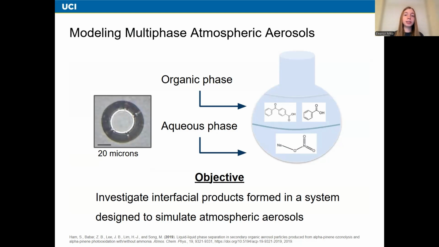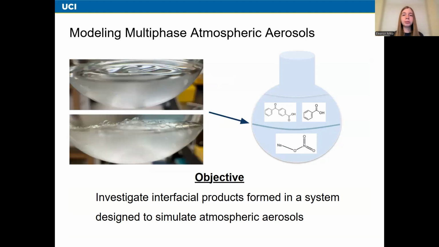Like oil and water, these phases do not mix, limiting the possibilities for components in either to ever interact with one another. However, there is one exception. At the boundary between phases, the interface, these components are able to meet and react. The objective of my research project was to utilize this model of phase-separated aerosols and investigate what products form from the reactions in this unique environment.